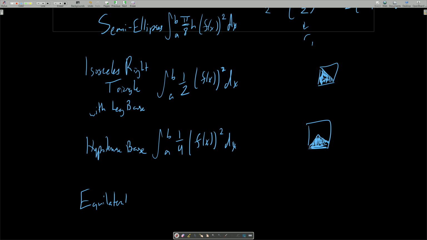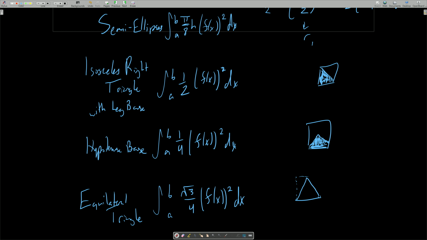Finally, the equilateral triangle. The formula for that is square root of 3 over 4 times f(x) squared dx. This is a pain to derive by hand, so it'd be much better to just memorize it. You can think of it like this. This is your equilateral triangle.